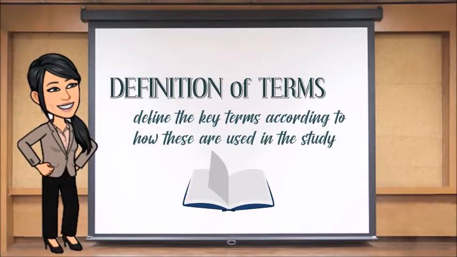The main role of this part is to clearly define the important key terms according to how these are used in your study in order to make easy understanding of the problem and avoid ambiguous meaning to terms which can be otherwise interpreted in different ways.